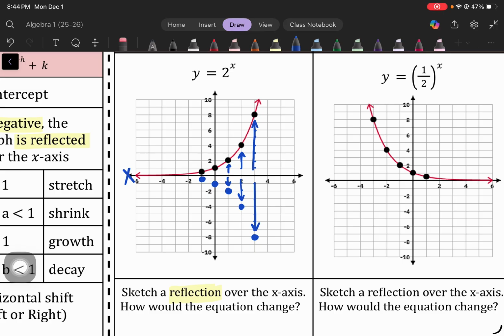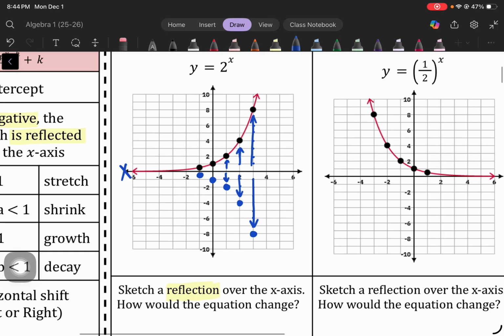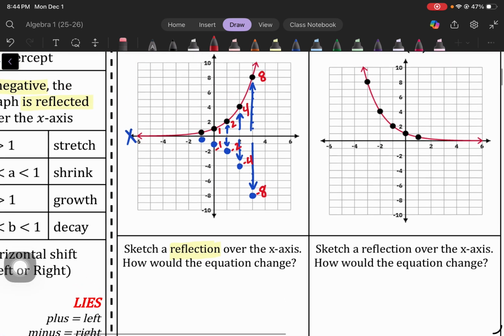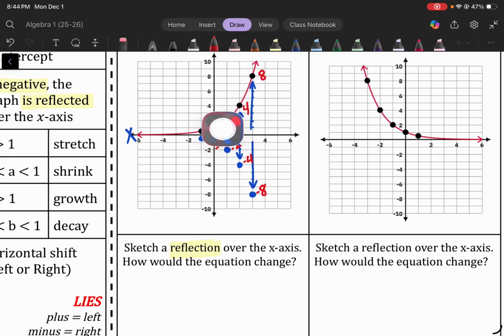Okay, now if we take a look at our ordered pairs, on our red line, we have a y value of 8, we have a y value of 4, 2, and 1. But if we take a look, we have -1, -2, -4, and -8, sorry. So if we pay attention to what happened, when we reflected, our equation changed from all positive numbers originally to now all negative numbers.